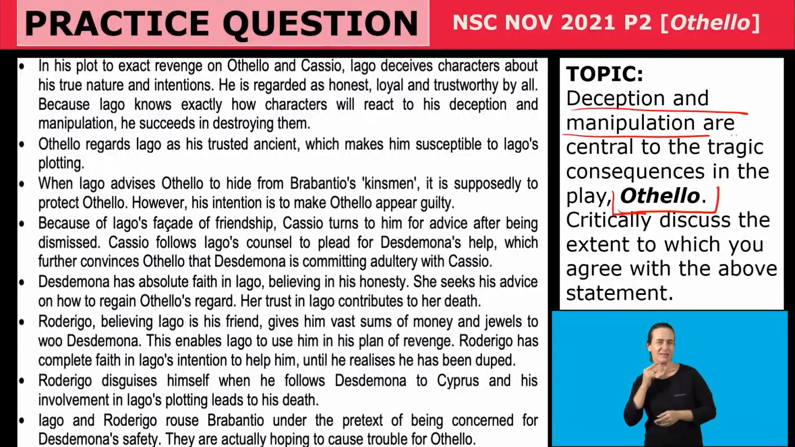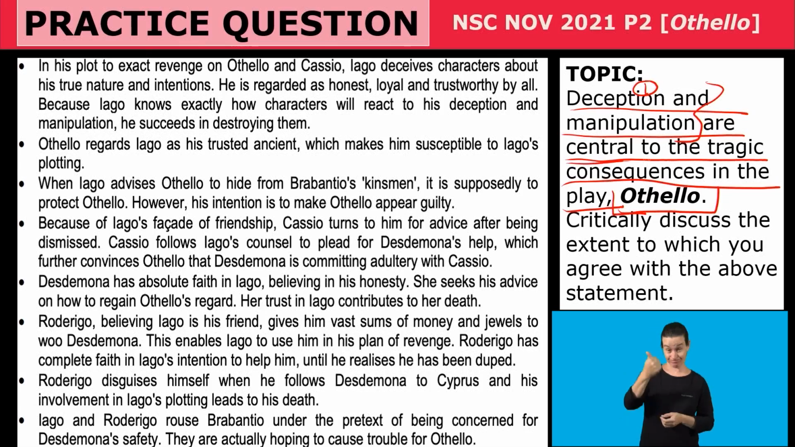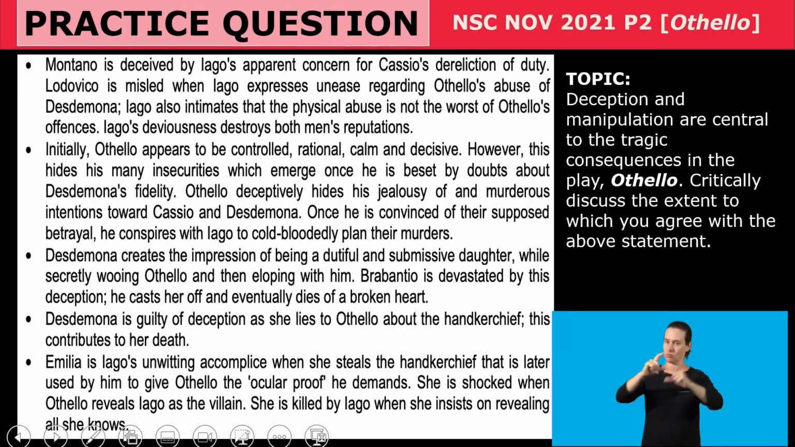So here we have: deception and manipulation are essential to the tragic consequences in the play Othello. So this is the first aspect, deception and manipulation. And then the second aspect would be that they are essential to the tragic consequences. Here, once again, we've got the bulleted memoranda, and you will not write your essay in bullet format. So let's look at how we are going to structure these bullet points into a coherent essay.